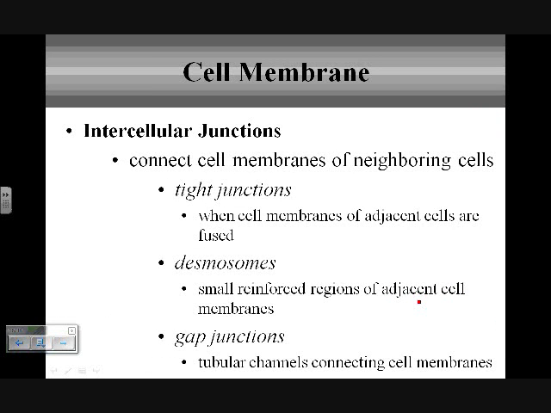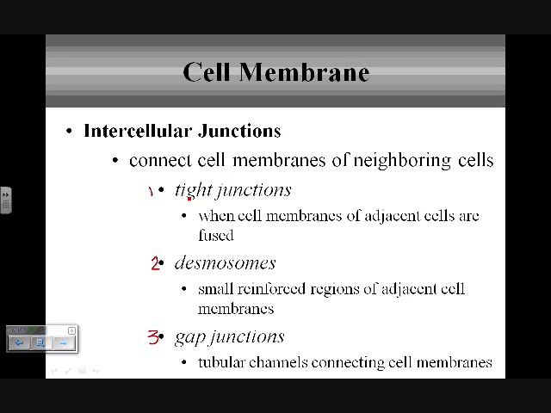We also have in our cell membrane specific things that are called intercellular junctions. And intercellular junctions are going to be what are connecting our cell membranes of neighboring cells. We have three different types of intercellular junctions: tight junctions, desmosomes, and gap junctions. So we really have three different types, three different ways that cells are going to be connected to one another when they're nearby.